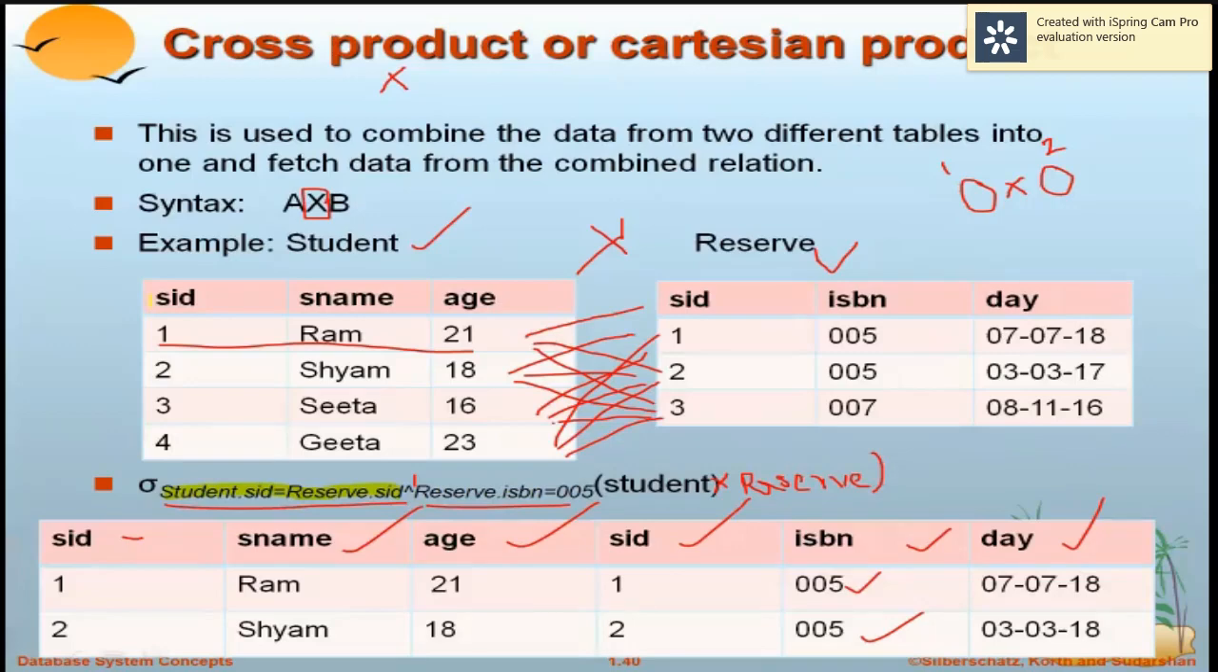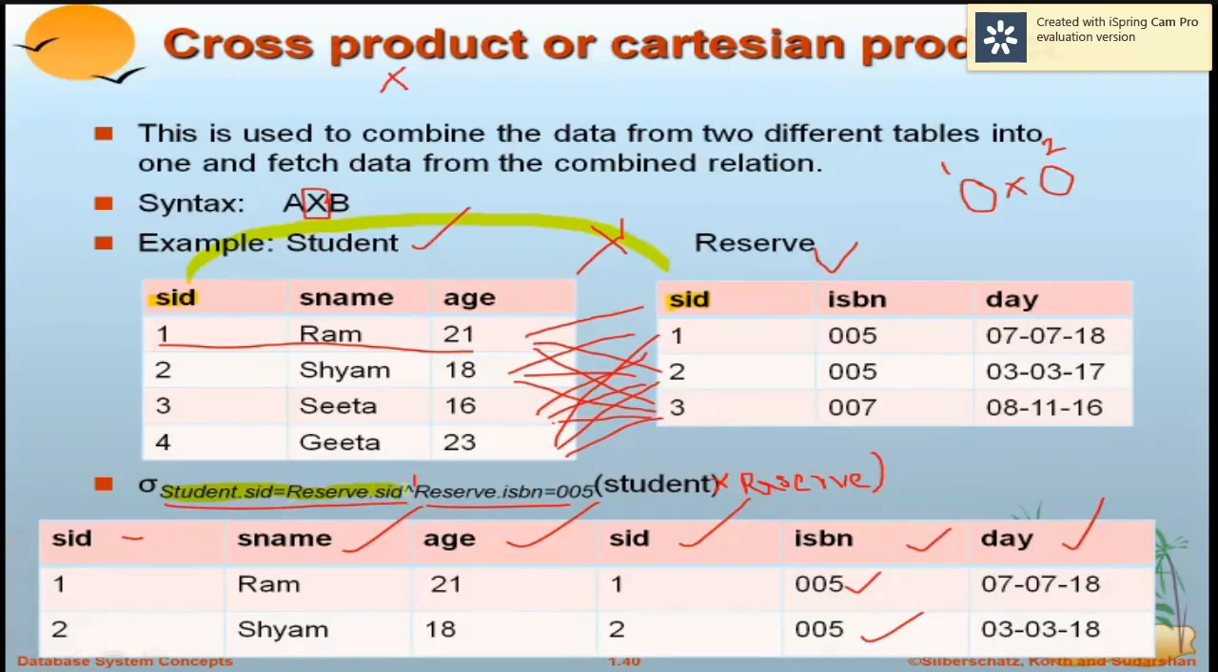So in these tables, student and reserve, I have SID which is common among both the tables. So this SID is forming a link between these two tables. That's what we have spoken about, a foreign key. SID is acting like a primary key as well as a foreign key in both the tables. So that condition should be mentioned here. Student.sid, that means SID of student table should be equal to SID of reserve table.